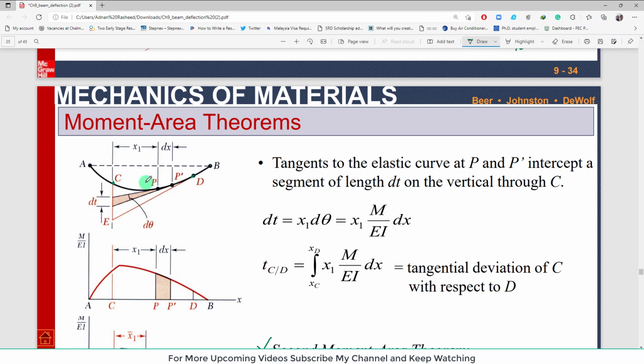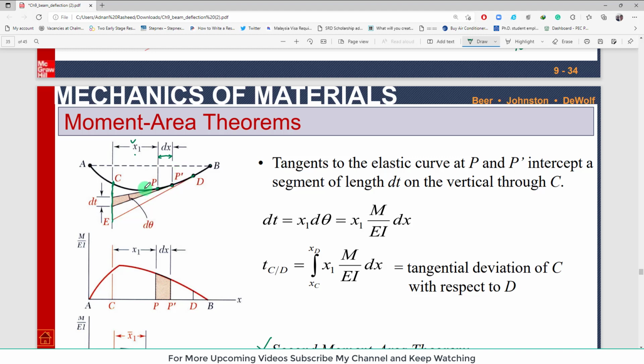Now we are going to choose two small points between point C and D. Let P be one point that is at a distance of x1 from C. If you draw a vertical line from C, that is a reference line, and P is at a distance of x1 from this vertical line. Another point P dash is at a distance of dx from point P, and this dx is so small that the points P and P dash are very close to each other.